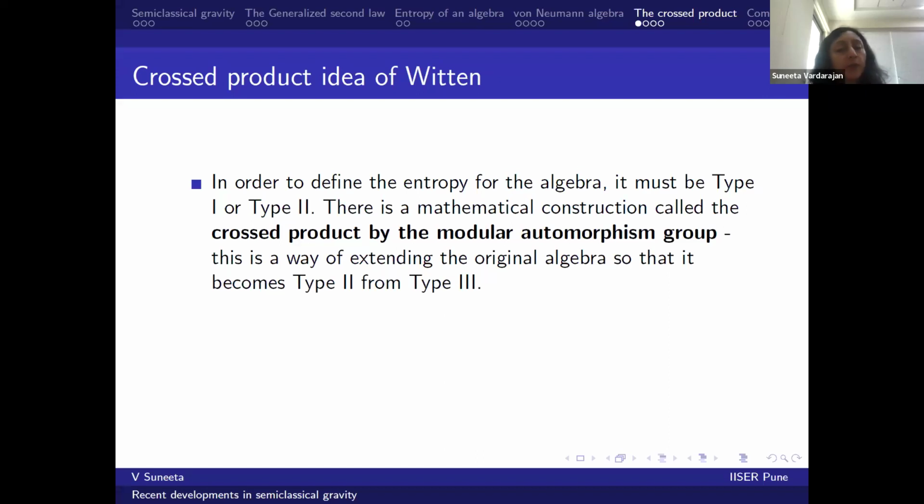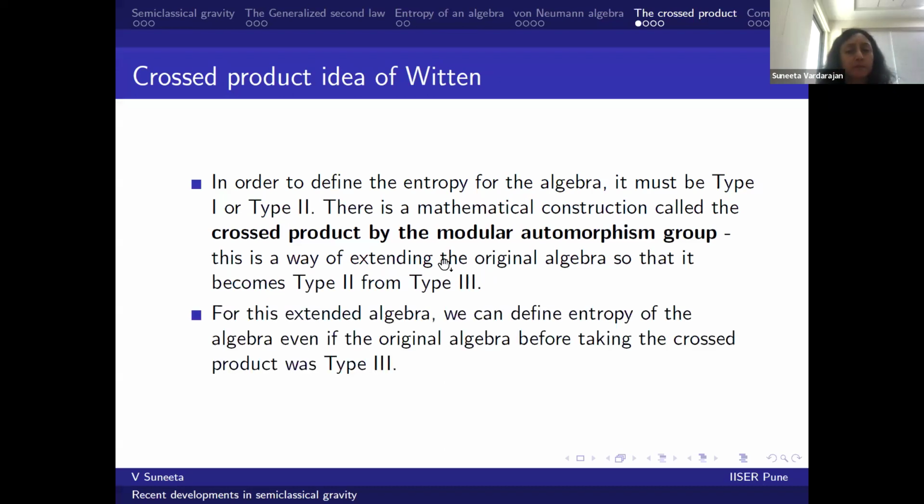But what is the advantage of this construction? You can extend the original algebra. You can make it bigger by adding one more operator, such that the algebra now changes from type 3 to type 2. And so once I've extended the algebra, I can define an entropy for the algebra. So if I want to define entropy for the algebra of quantum fields in the right exterior, I can't do that straight away because it's type 3. But if I do this procedure and extend it slightly, I can then define the entropy.